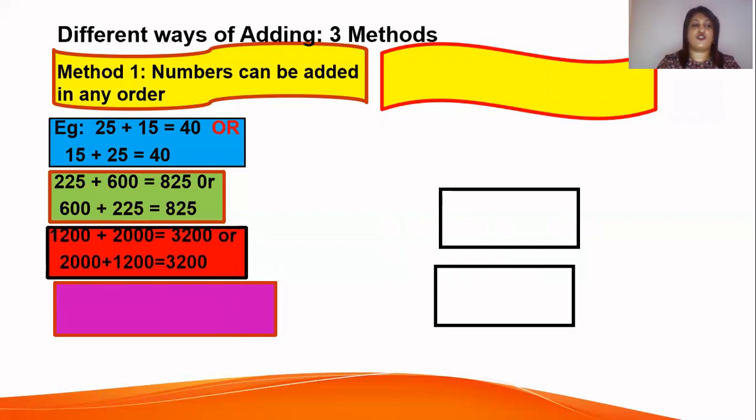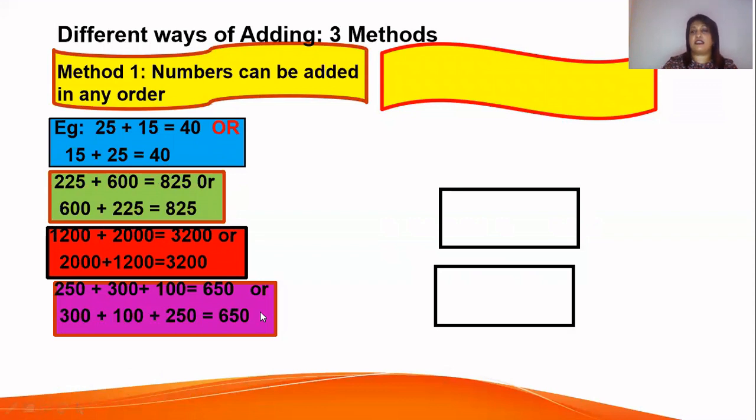Then we've got 1,200 plus 2,000 gives me 3,200. Or I change the order. 2,000 plus 1,200 will give me 3,200. Now I've got 3 sets of numbers. 250 plus 300 plus 100 gives me 650. Now I change the orders of the numbers in different places. 300 plus 100 plus 250 still gives me 650. So I can change the orders of my numbers only when I am adding numbers.